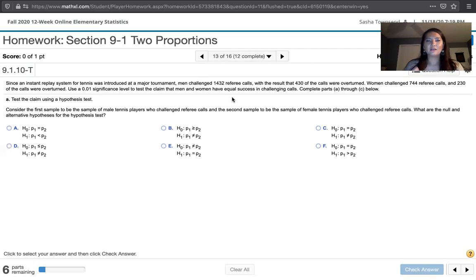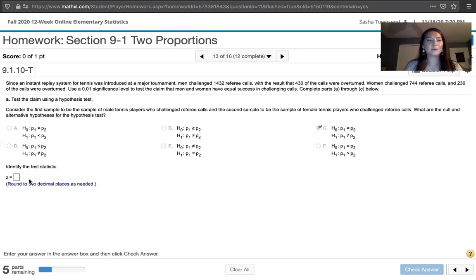So it looks like the claim is that the proportion of men that are successful in challenging calls is equal to the proportion of women challenging calls. So the claim is equivalent to the null hypothesis. The claim and the null hypothesis are the same thing. And if that's not true, p1 is not equal to p2, so the two proportions are not equal. This is our option. The null happens to be the claim, and the alternative is that p1 is not equal to p2.